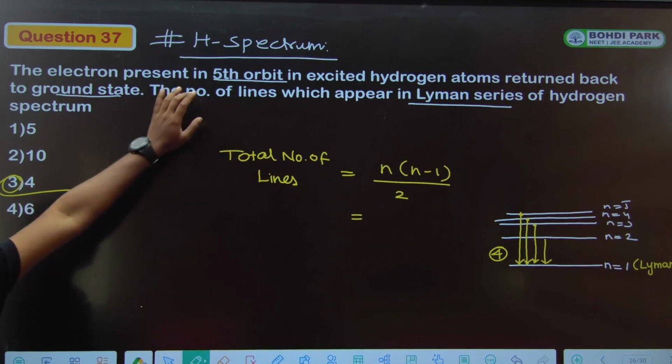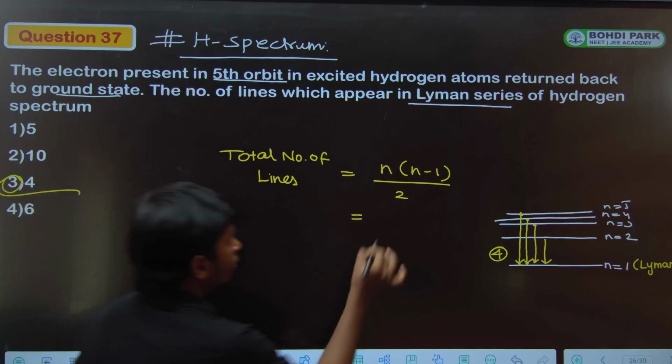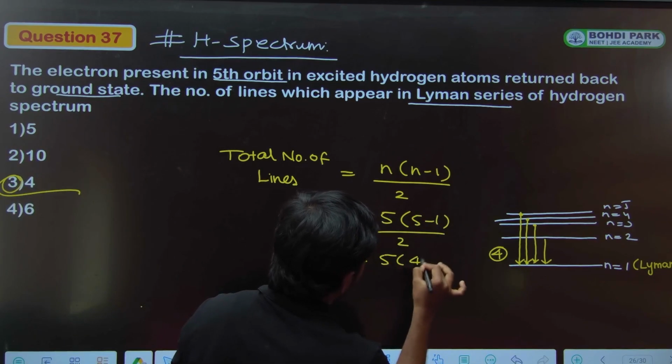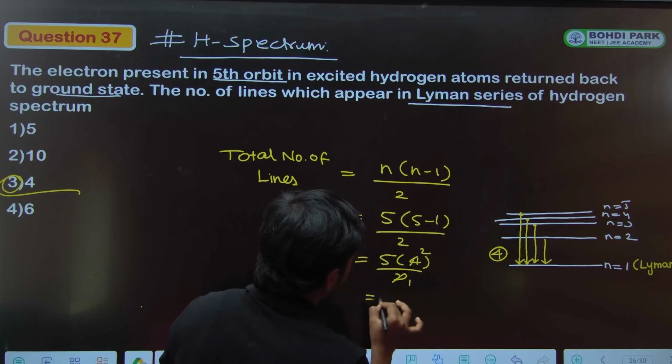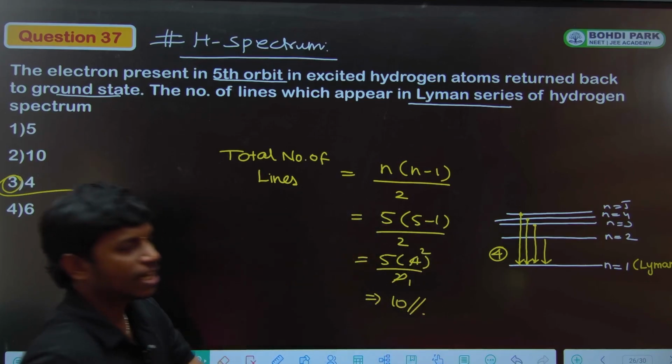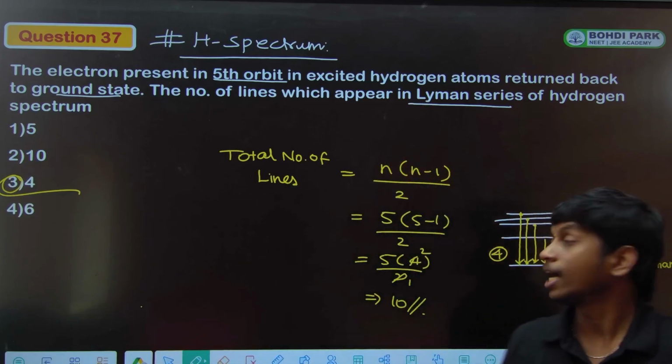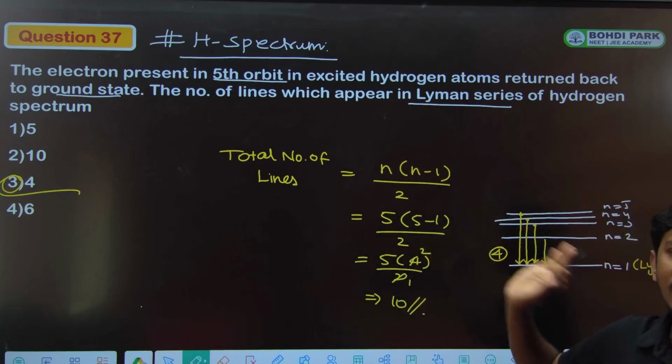The highest energy level is 5. So 5 into (5 minus 1) divided by 2, which means 5 into 4 divided by 2. That gives 2, and 5 2s are 10. 10 lines are possible if the Lyman series is not given. If Lyman is not given, how many lines are possible? A total of 10 lines would be possible.